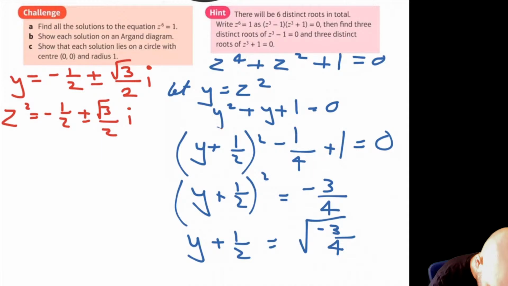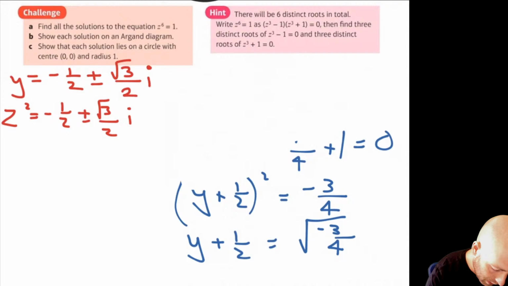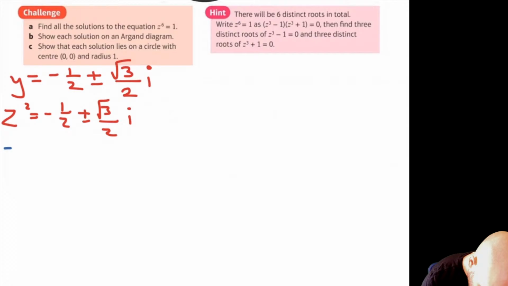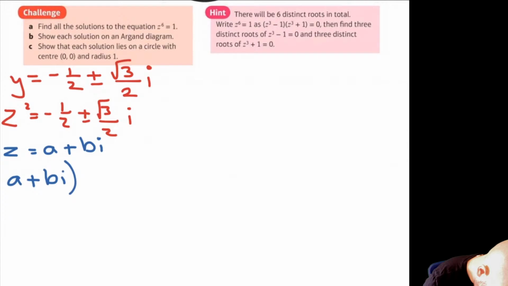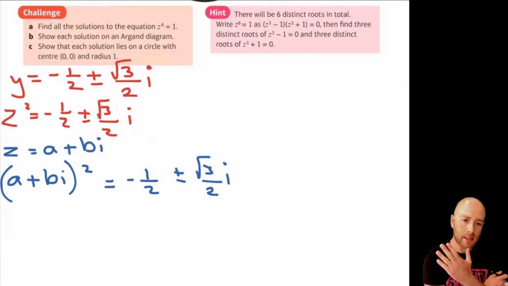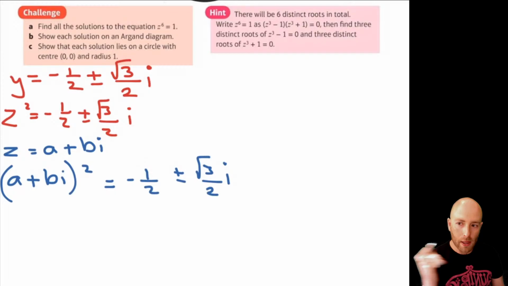So I'm going to say that z is a plus bi. And I'm going to square that, compare them both, and then try and find a and b by looking at the real components and the imaginary components of my expansion. So a plus bi, all squared, is going to be equal to minus 1 half, plus or minus root 3 over 2 i. So if I expand the left-hand side, we're going to then compare bits and pieces on the left and the right to try and find a and b, and thus find my other roots. So it's a bit of a pain in the neck, this method, but it's a useful skill.